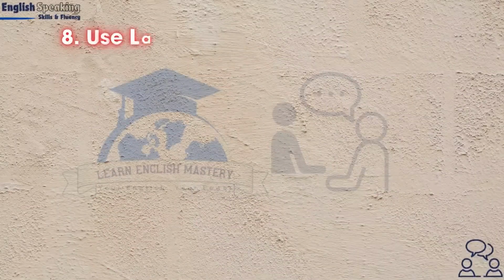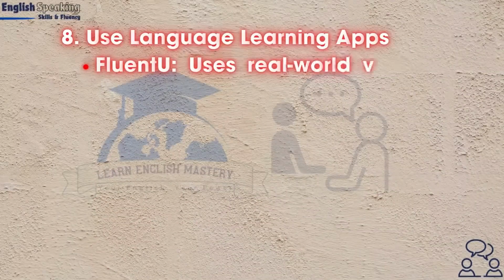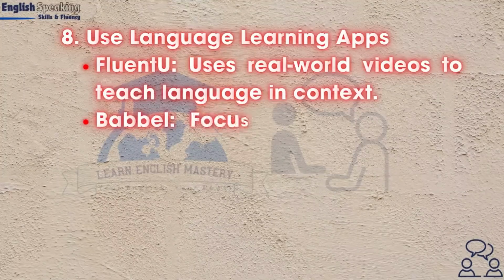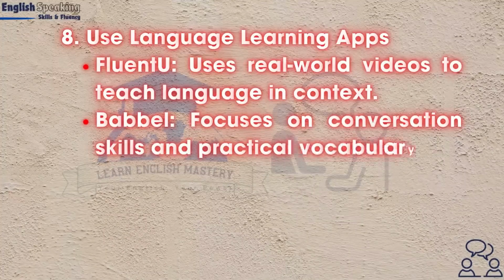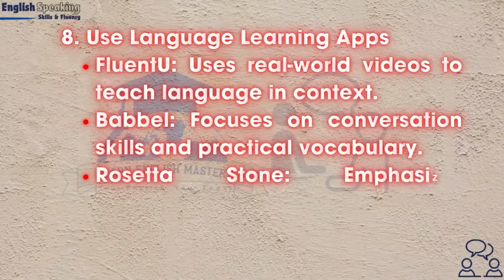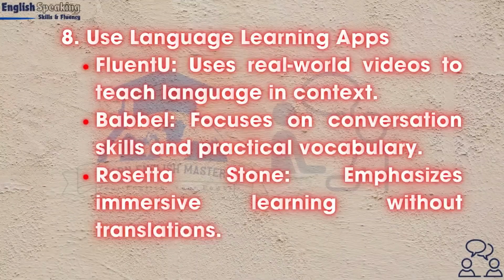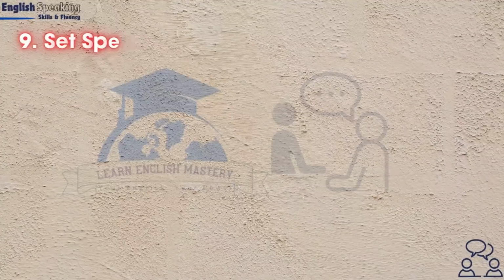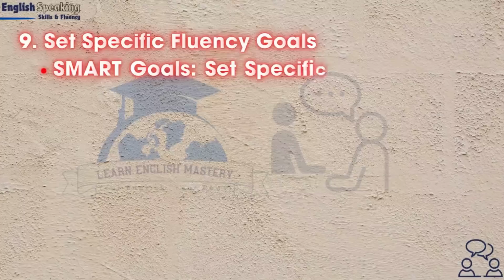8. Use language learning apps. Fluency uses real-world videos to teach language in context. Babbel focuses on conversation skills and practical vocabulary. Rosetta Stone emphasizes immersive learning without translations.